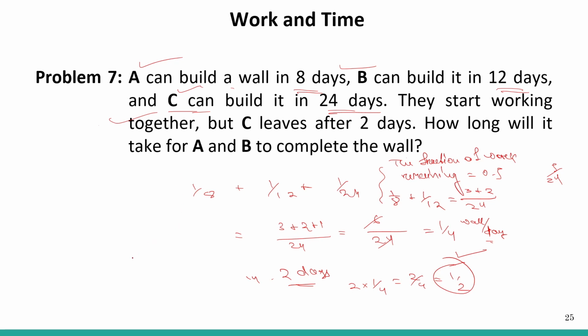So how to calculate the time needed? Extra time needed is equal to what? The amount of work remaining, that is 0.5, so 1 by 2, whole by A and B's combined work rate, that is 5 by 24. So this is nothing but equal to 24 by 10, so 2.4 days. Okay, 2.4 days it will take for A and B. Extra 2.4 days to complete that work.